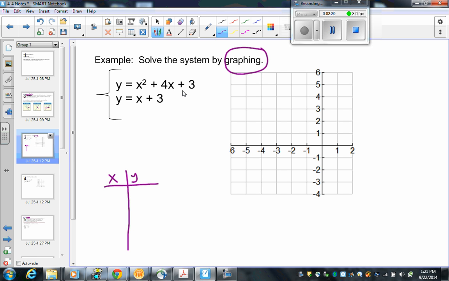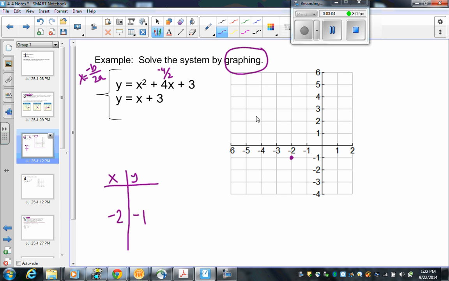We've talked about several different ways of identifying our vertex. The quickest way is to take x and set it equal to negative b over 2a to find our x-coordinate of our vertex. When we do that in this case, we're going to end up with negative 4 divided by 2, which gives us negative 2 as the x-coordinate of our vertex. When we plug in negative 2 for our x value and solve for y, we would end up getting our y-coordinate for our vertex as negative 1. So we know our vertex is going to lie at negative 2, negative 1 for that parabola.